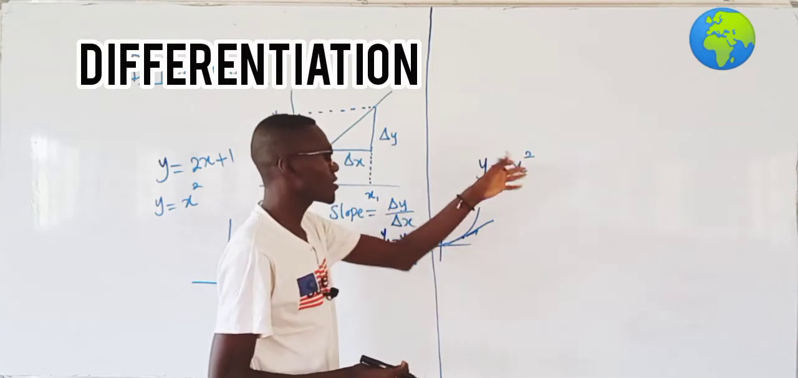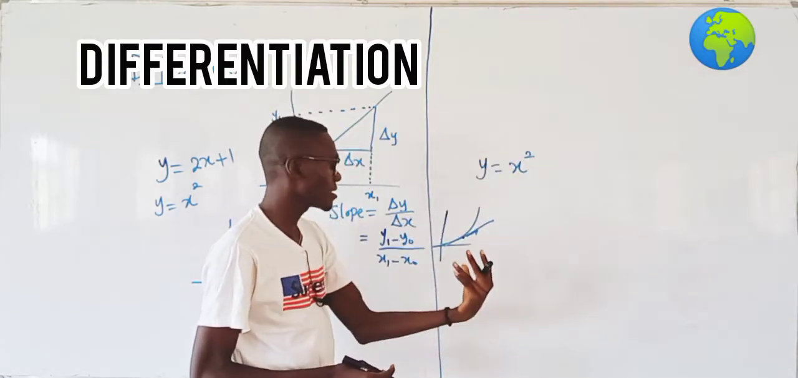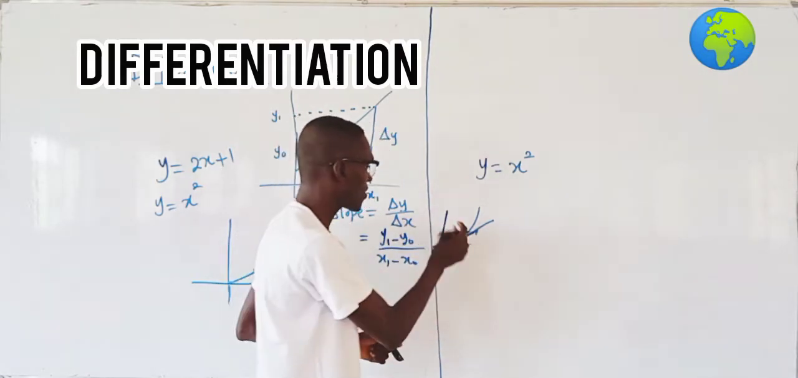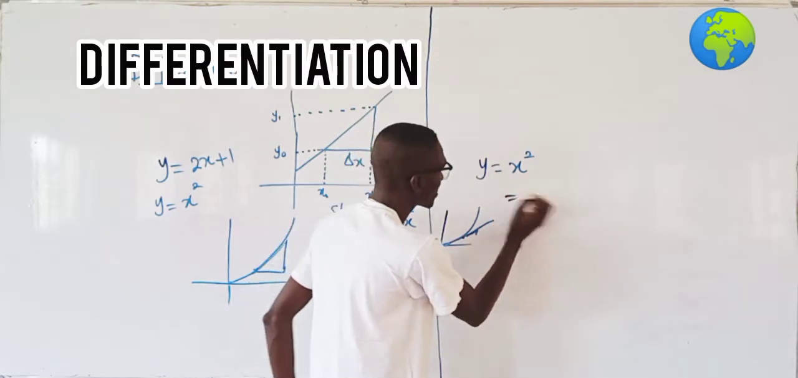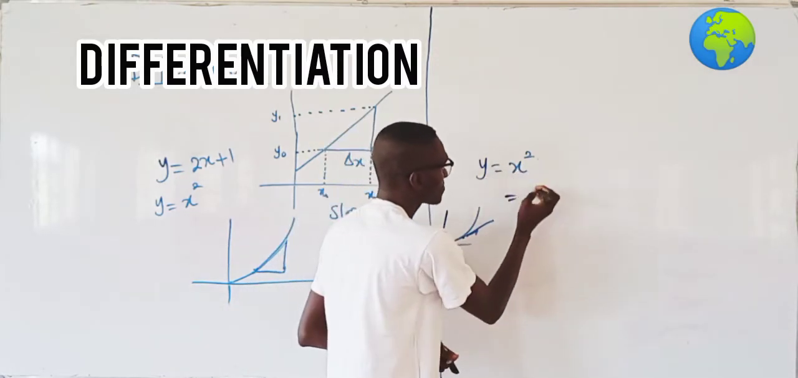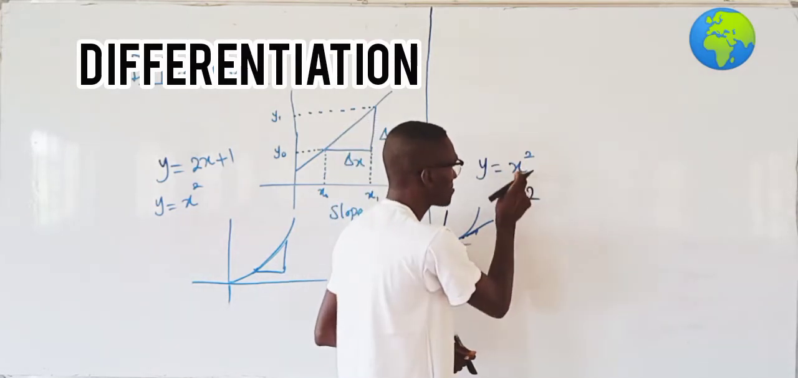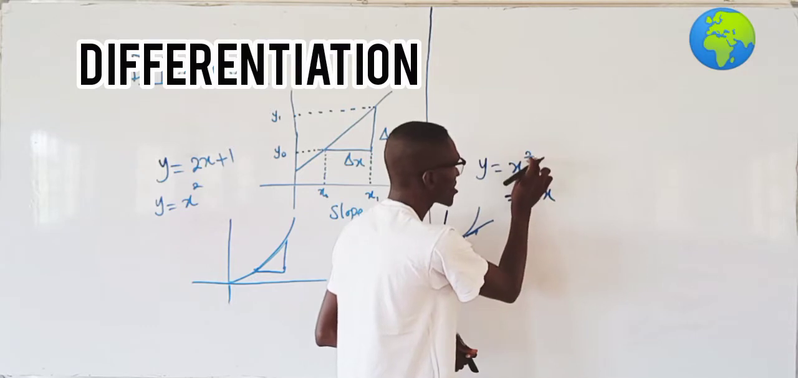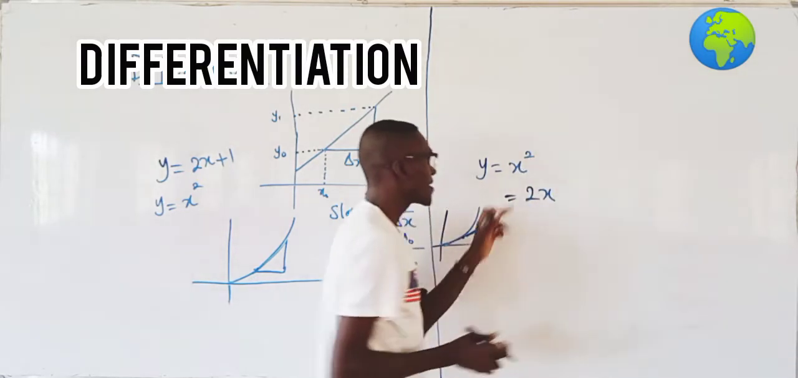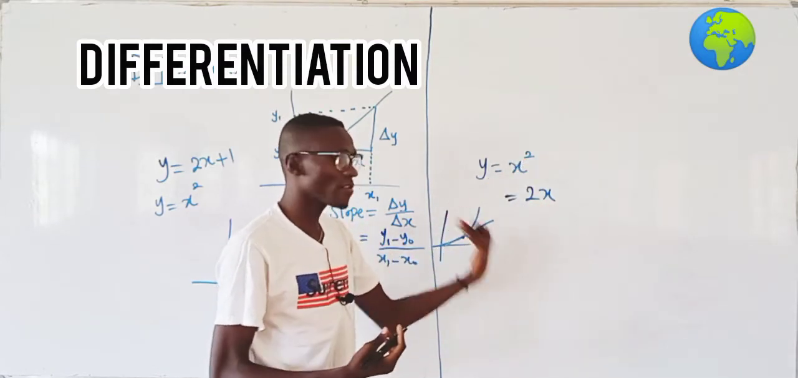So for this one, how do we differentiate, then substitute a certain value to give us the slope of the curve at that point? It's very easy. Differentiate y equals x squared: you bring down the power, which is 2, bring back the variable x, then remove 1 from the power. 2 minus 1 is 1. So the derivative of y equals x squared is 2x.